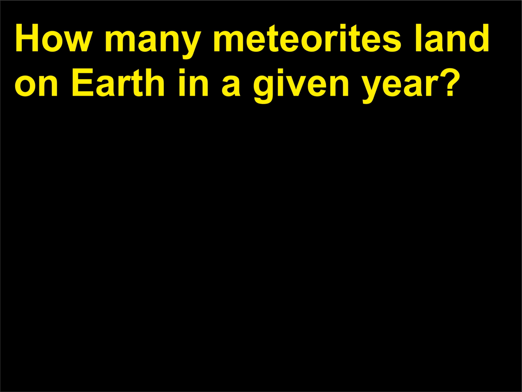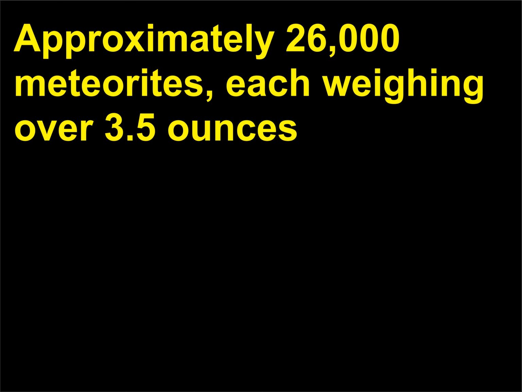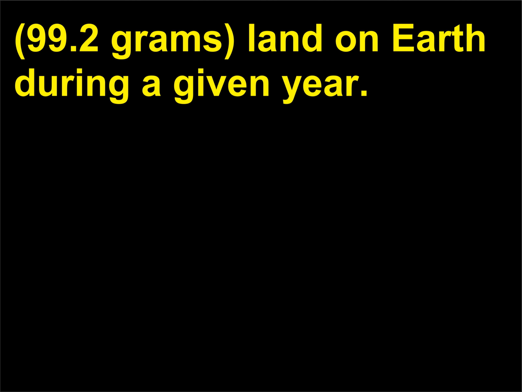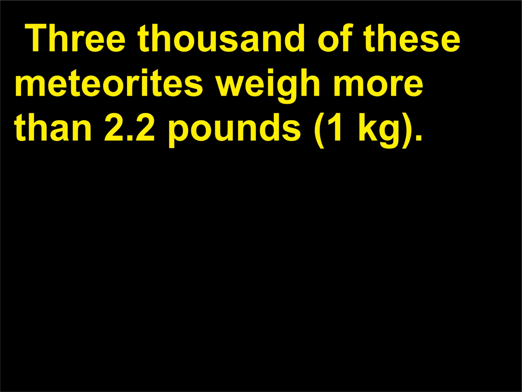How many meteorites land on Earth in a given year? Approximately 26,000 meteorites, each weighing over 3.5 ounces, 99.2 grams, land on Earth during a given year. 3,000 of these meteorites weigh more than 2.2 pounds, 1 kilogram.